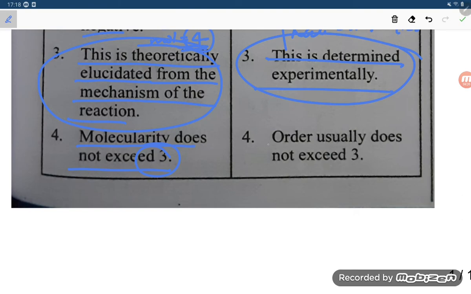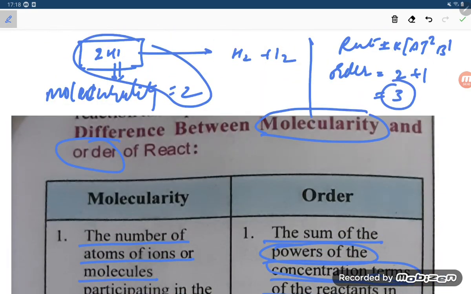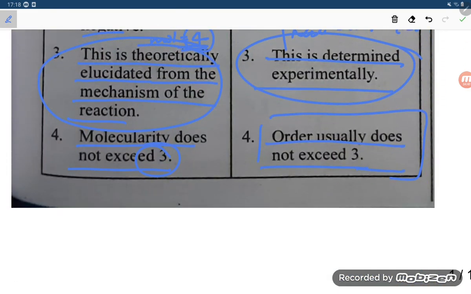Next one, order usually does not exceed 3. So order also usually does not exceed 3, and molecularity does not exceed 3. Order can increase, but usually does not, student. Usually not, but it can increase.